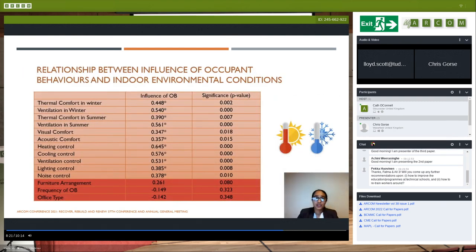Finally, the Spearman correlation was run for the study. Accordingly, most of the independent variables show a moderately significant relationship with the influence of occupant behavior, except furniture arrangement, office type, and frequency of occupant behaviors. Overall, parameters related to ventilation comfort and control of heating, cooling, and ventilation have the strongest bond with the occupant behaviors.